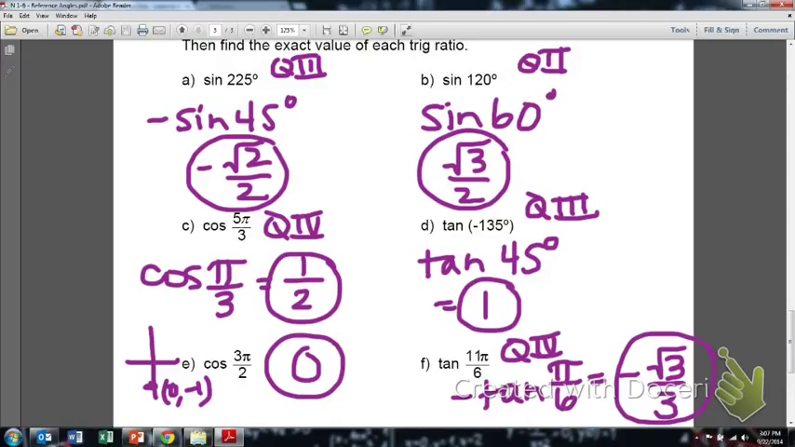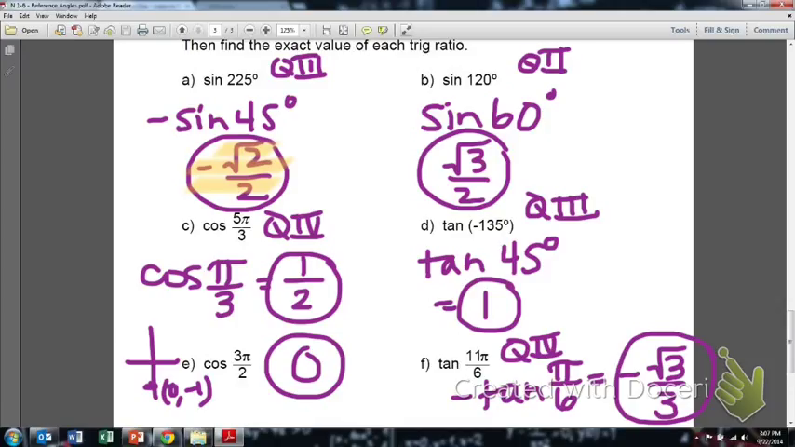Okay, so let's go over these real quick. So 225 is in quadrant 3. So in quadrant 3, sine is negative. And 225, the reference angle would be 45. So it's going to be negative sine of 45, which is square root of 2 over 2. So negative square root of 2 over 2.